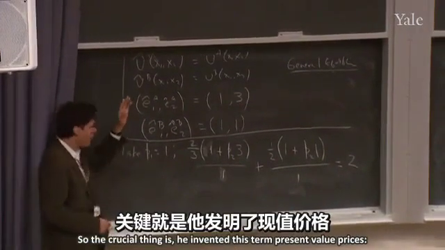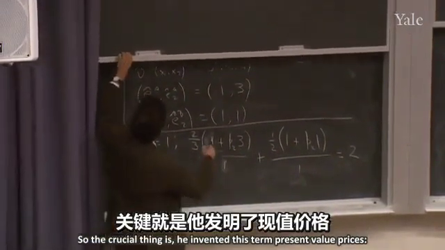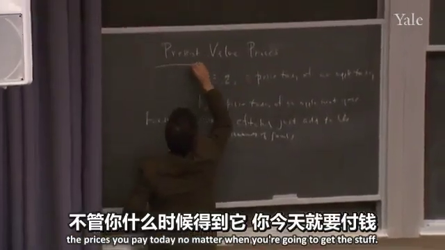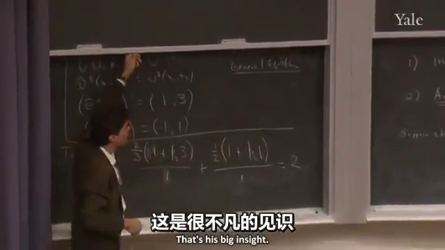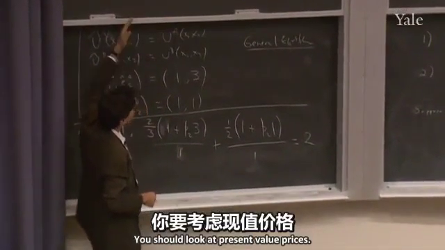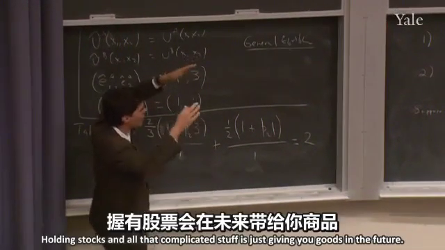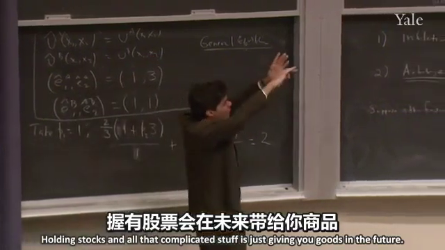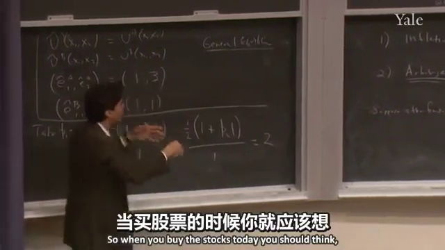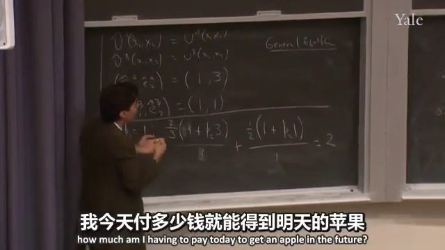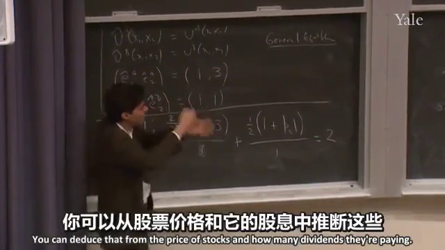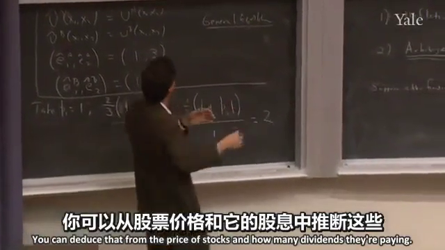Okay, so the crucial thing is he invented this term, present value prices: the prices you pay today, no matter when you're going to get the stuff. That's his big insight. You should look at present value prices. Holding stocks and all that complicated stuff is just giving you goods in the future. So when you buy the stocks today, you should think, how much am I having to pay today to get an apple in the future? You can deduce that from the price of stocks and how many dividends they're paying.